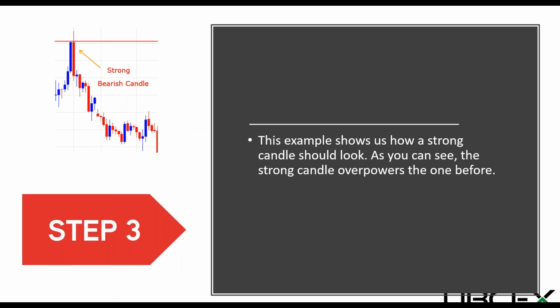As you can see, the strong candle overpowers the ones before. Here we see it moving up, and this is a strong bearish candle. It comes up to resistance, the blue candle touches it, is unable to make it, then we get a very strong bearish candle afterwards that engulfs or encompasses the entire previous candle.